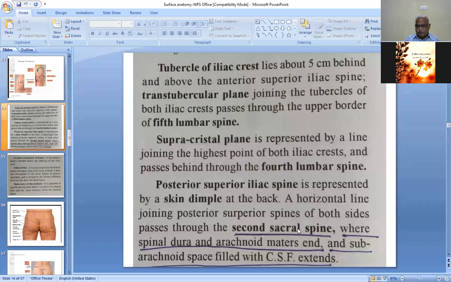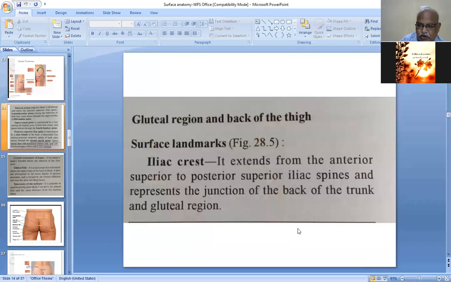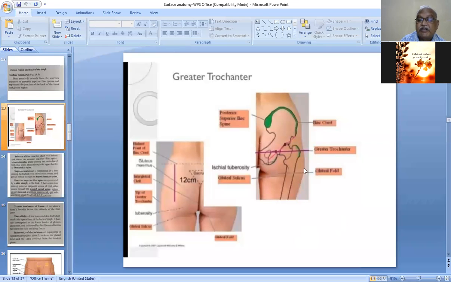Now we are going into the posterior superior iliac spine. I will show you where it is. This is the posterior superior iliac spine. It goes through the second sacral vertebra. If you connect this posterior superior iliac spine with the posterior superior iliac spine of the opposite side, it goes through a plane at the second sacral vertebra.